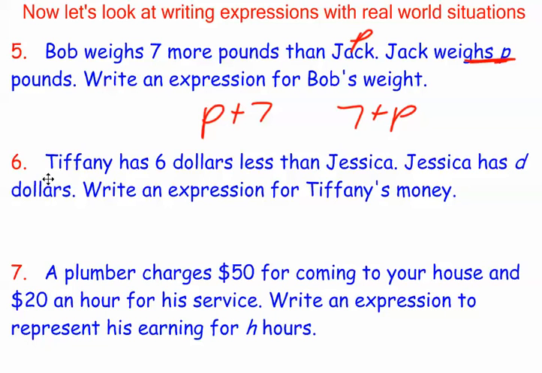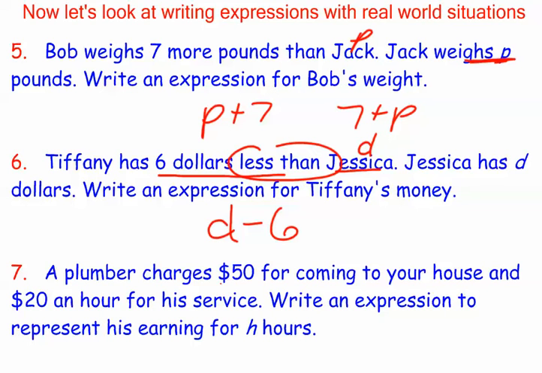Okay. Tiffany has $6 less than Jessica. And Jessica has D dollars. So again, do I know how much Jessica has? No, that's my variable. So go back and read it. Tiffany has $6 less than D. So $6 less than D. Remember that less than, it's backwards. So it's Jessica's amount, which is D, less the $6. Okay?